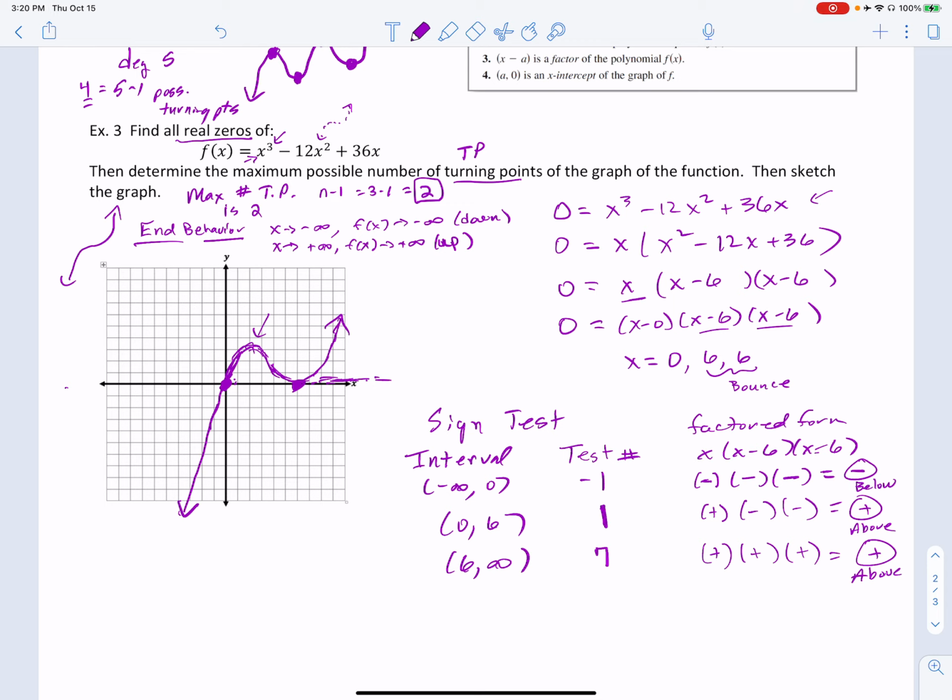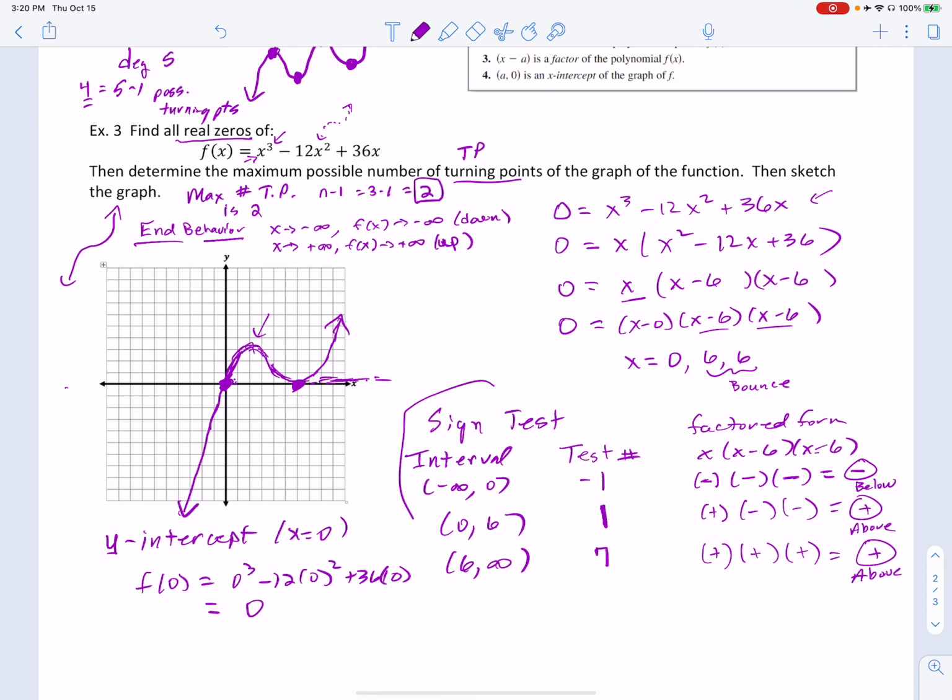One other thing you could check is the y-intercept. That occurs when x is 0. And if I get f of 0, I get 0 cubed minus 12 times 0 squared plus 36 times 0. This one's unique in that those all come out to 0. And we already had the y-intercept because it happened to also be an x-intercept. So that would be where we are done there for sketching.